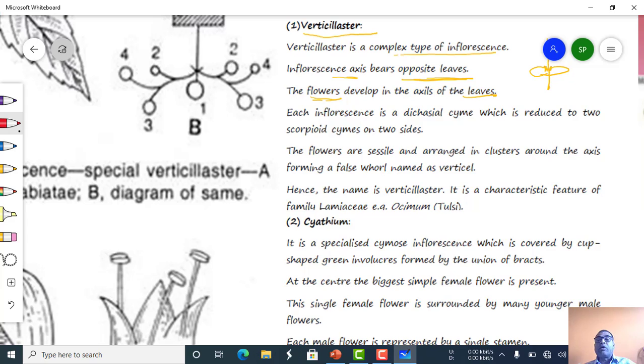So this one is a complex type of inflorescence. Inflorescence axis produces opposite leaves, and in the axil of the leaves, flowers are produced. Each inflorescence is a dichasial cyme, which is reduced to scorpioid cyme on both sides. Flowers are sessile and arranged in a cluster around the axis, forming a false whorl, and this false whorl is called a verticel, and hence the name verticillaster.